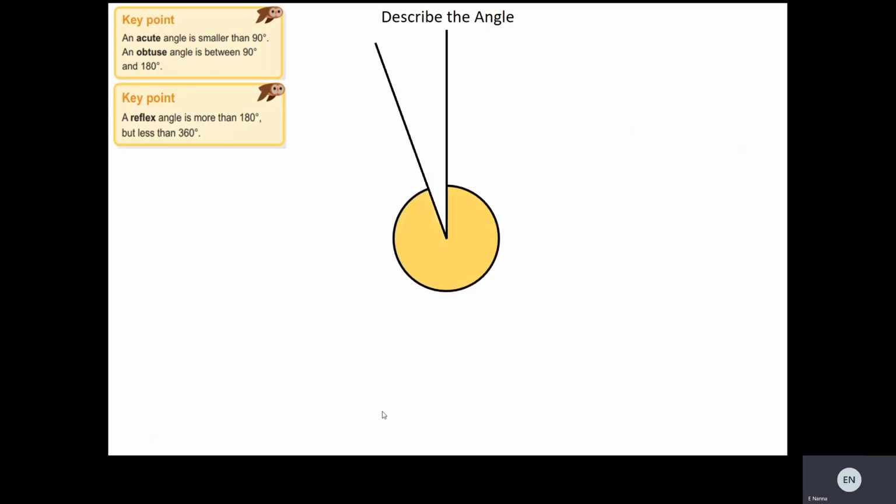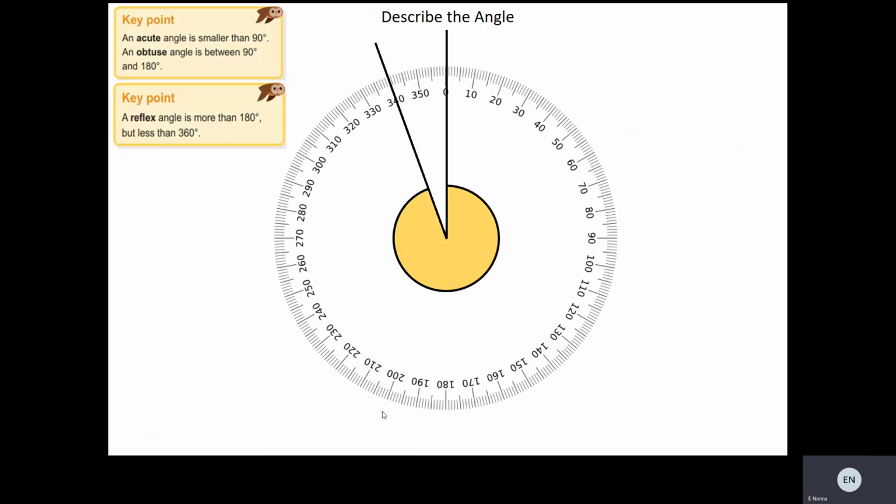Another one, describe the angle. What kind of angle is that? Good, well done if you said it's a reflex angle. And remember, reflex angle, more than 180 degrees, less than 360 degrees. So well done.